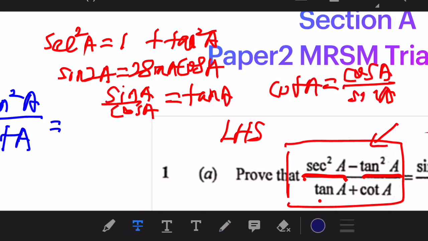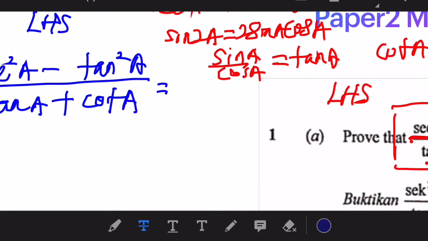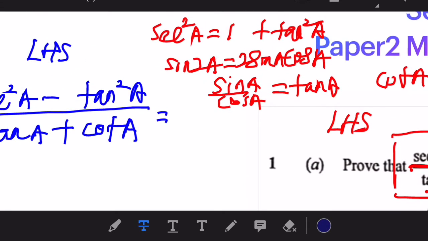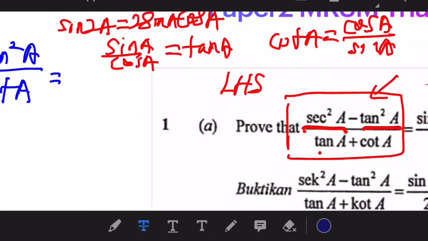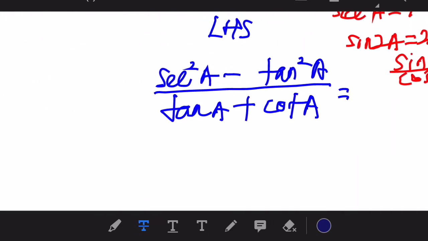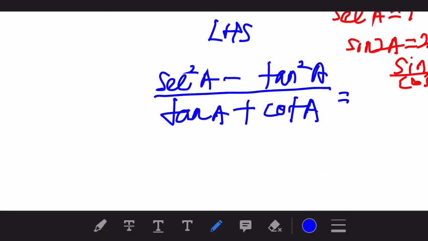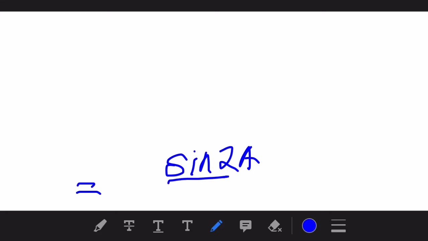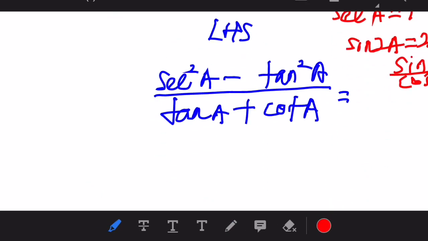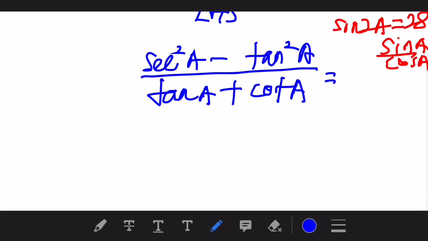By using all these formulas, I think you will get the answer, which is actually sine 2A over 2. Now I want to teach you how to prove. You always start from the left hand side, then you work until you get the right hand side. What is our right hand side? Sine 2A over 2. This is our destination, we want to achieve this. So what you need to do is, let's start from here.